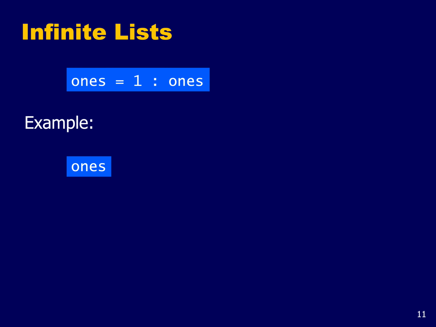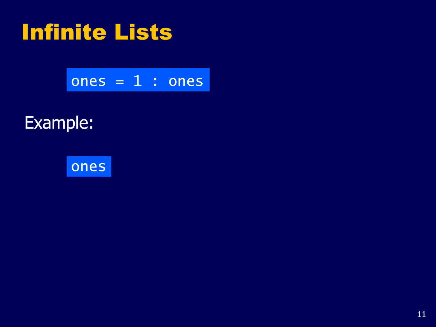So the next thing we're going to think about now is how different evaluation strategies compare in terms of infinite lists. What I've done at the top of the slide here is I've defined the infinite list of ones via a simple recursive definition. The equation simply says ones is a single one followed by ones. So it's a recursive one-line definition.